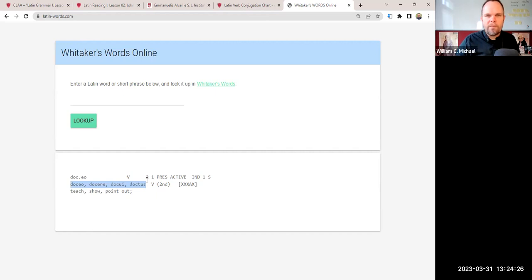This isn't just random information that somebody decided to throw up on the screen. These are the 4 forms of this verb that you need to know to figure out all of the different forms of the verb. So if you know those 4 forms and you study grammar, you can figure out every single possible form of the verb in all tenses, in all moods, in all persons. Everything you need to know is right there, okay? So doceo, docere, docui, doctus.